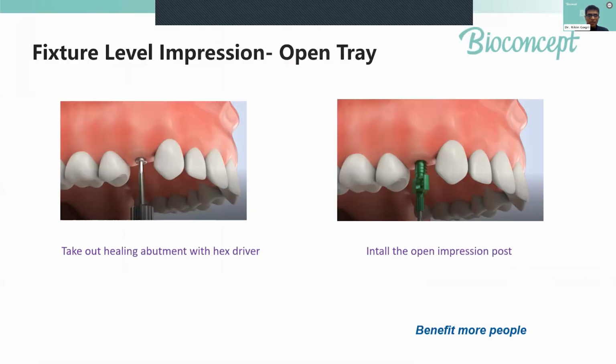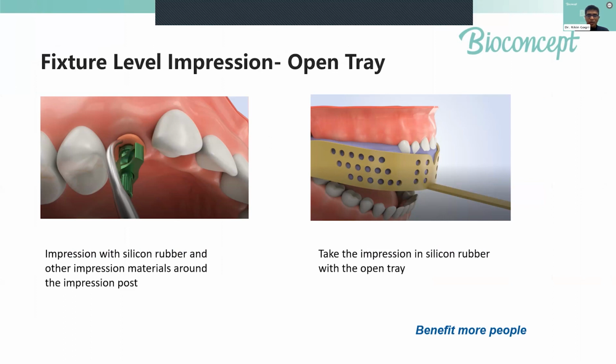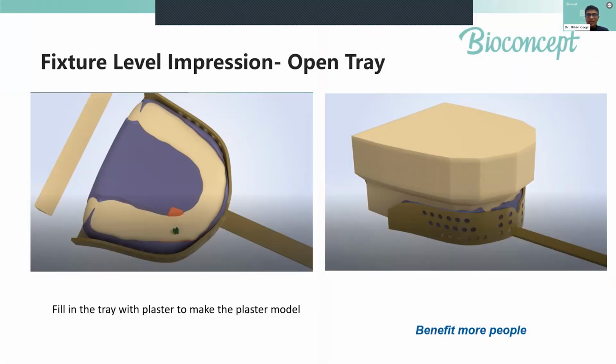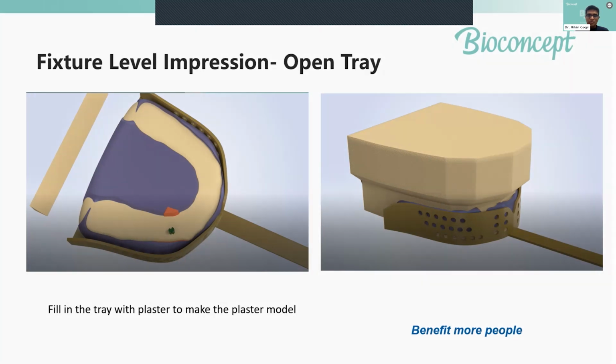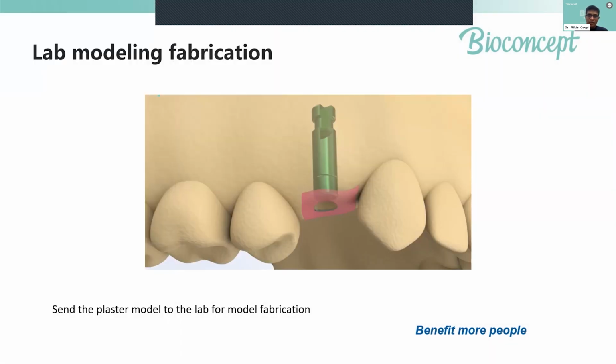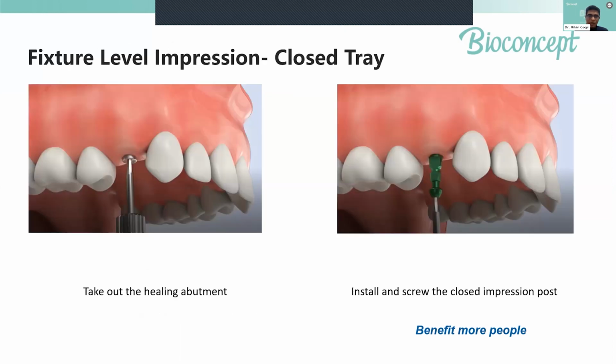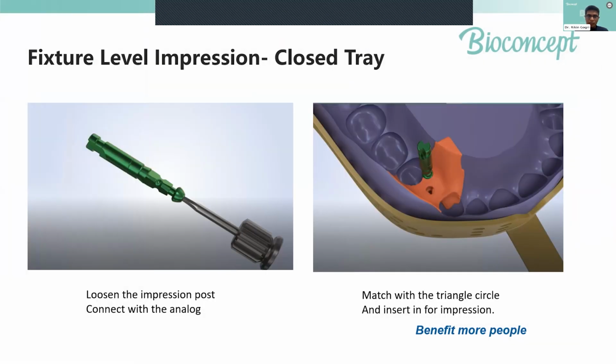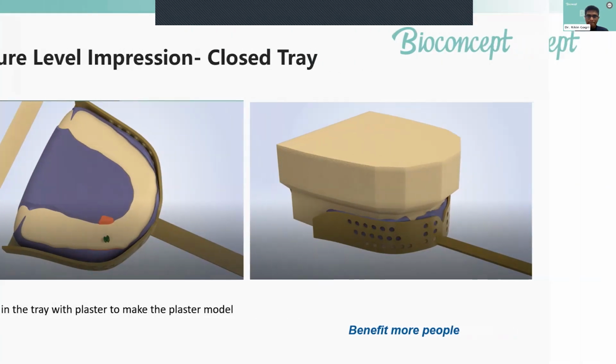This is how you remove the healing abutment, install the open impression post, apply the light body, use the putty to take the impression, unscrew the open tray analog, fix the lab analog, make the master cast, and here you have your implant in the spatial orientation that you have done in the patient's mouth. Similarly, for the closed tray, I will show you in hands-on also, so it will be easier for you to understand.